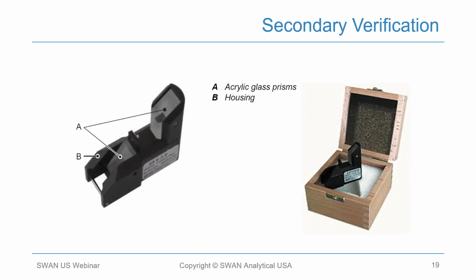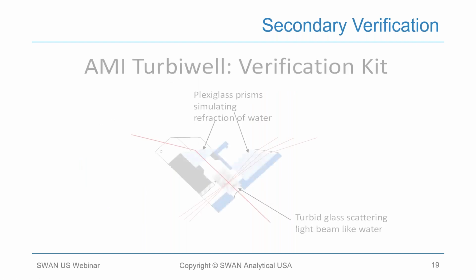You can also get a secondary verification kit, sorry. It looks very similar to the primary, except it uses acrylic glass prisms here. It also has a glass down on the bottom that I'll show you that's different from the vial that's stuck in there. We recommend that you recertify this one about every 2 years. You can get longer out of it. You can see when it starts drifting on you, but usually we recommend 2 years.